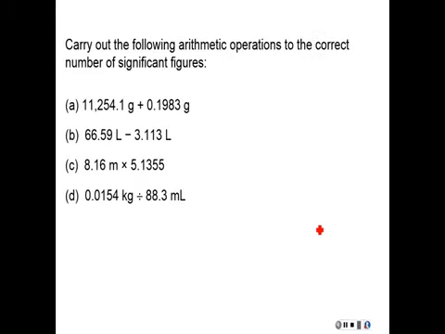All right, now here are 4 for you to try. You're going to copy this down on a piece of paper, do the math, and then come back and check. So you might want to pause the video at this point.